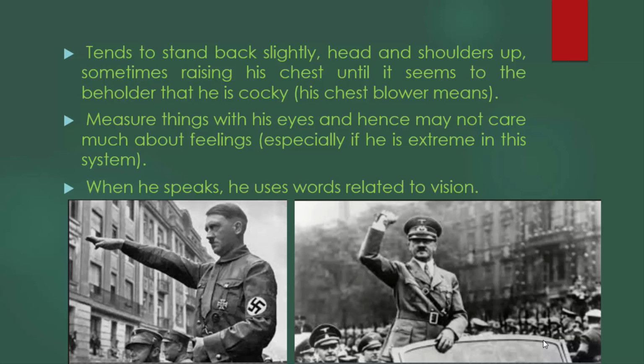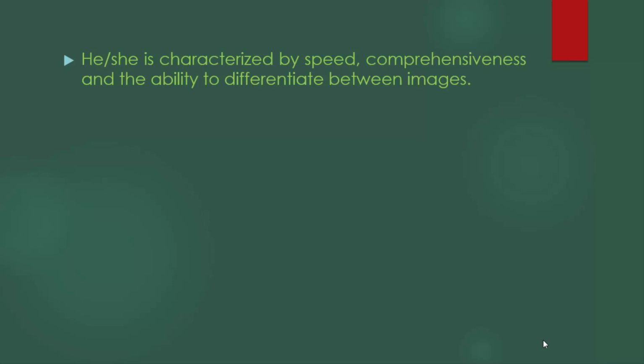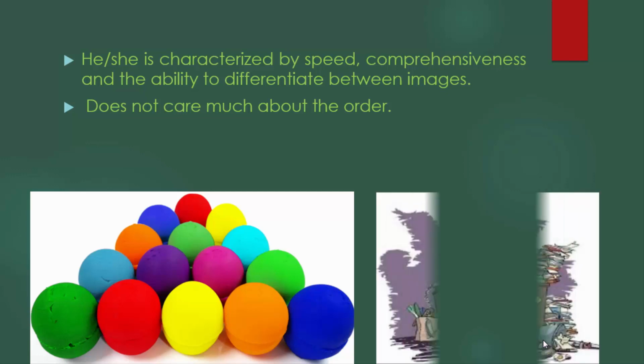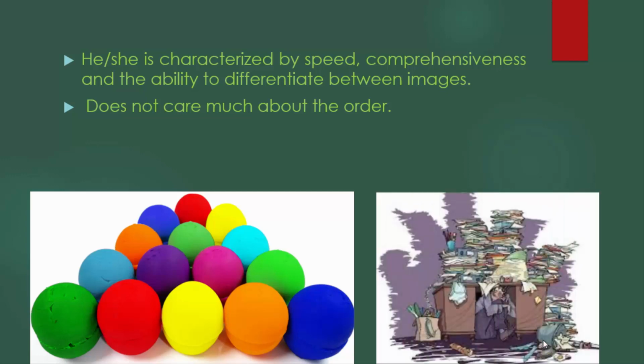When he speaks, he uses words related to vision. Ich bin der Führer, ich sehe was du nicht siehst. He is characterized by speed, comprehensiveness, and the ability to differentiate between images or colors. He is very interested in seeing this kind of stuff. He does not care much about order, and as a result, you will find his or her office disorganized to a high degree.